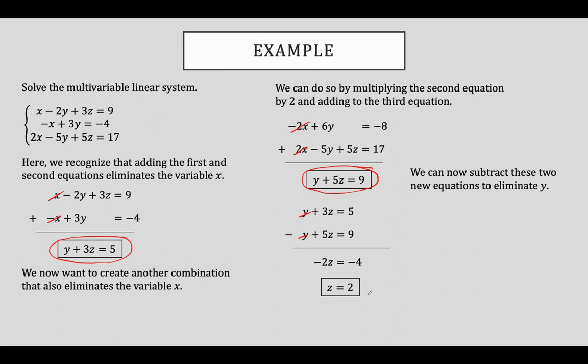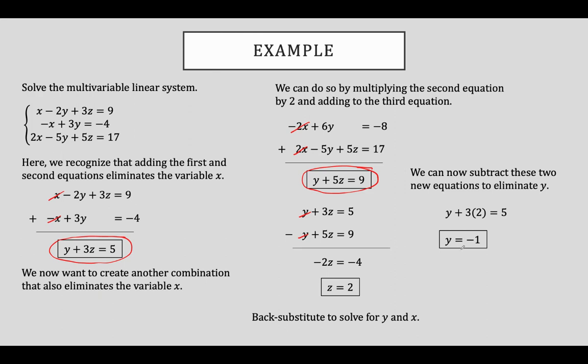Now that we have solved for z, we can back substitute to solve for some of our other variables. Back substitute to solve for y and x. We could pick either of these equations that I have circled here in red to back substitute z into. That will allow us to solve for y. The numbers in this equation are a little bit smaller, so we can back substitute into there. y plus 3 times 2 is equal to 5. 3 times 2 is 6, which means that y is going to equal negative 1.